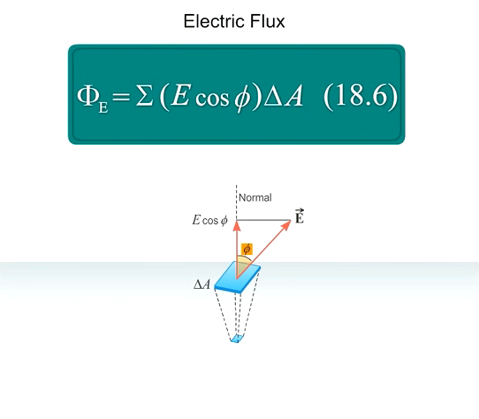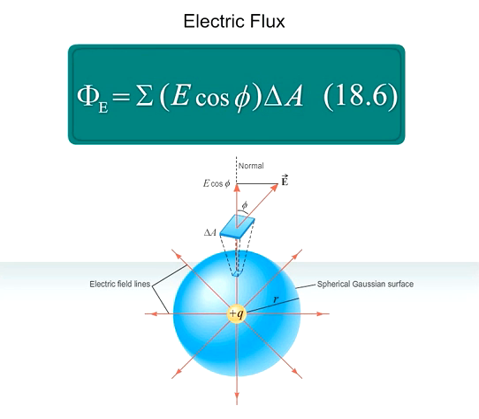In this equation for electric flux, phi sub E is equal to the summation of the magnitude E of the electric field times the cosine of the angle phi, all multiplied by the area, delta A, of a small section of the Gaussian surface.